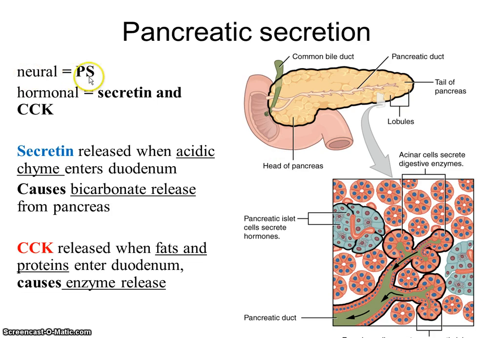So the neural control is parasympathetic, right? Hormonal is secretin and cholecystokinin, which we've mentioned already. And again, secretin is released when acidic chyme comes in, and secretin really increases the manufacture and release of bicarbonate from the pancreas. Cholecystokinin is released when fats and proteins enter the duodenum, and it is very much responsible for causing the release of trypsin and chymotrypsin, carboxypeptidase, amylases, etc.